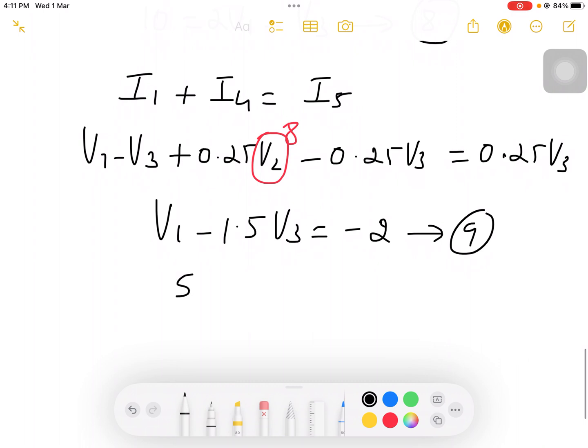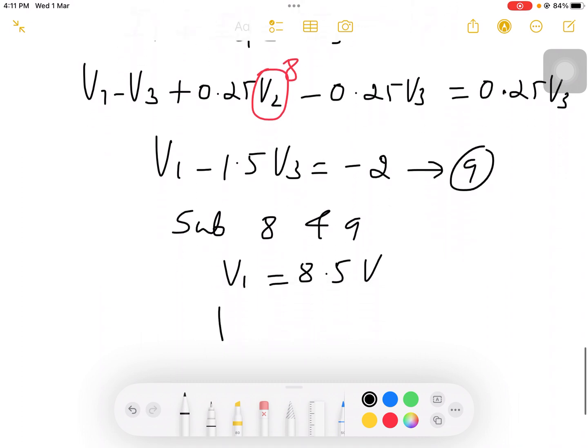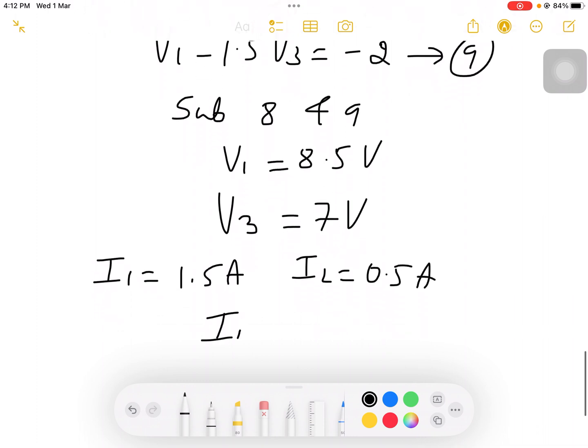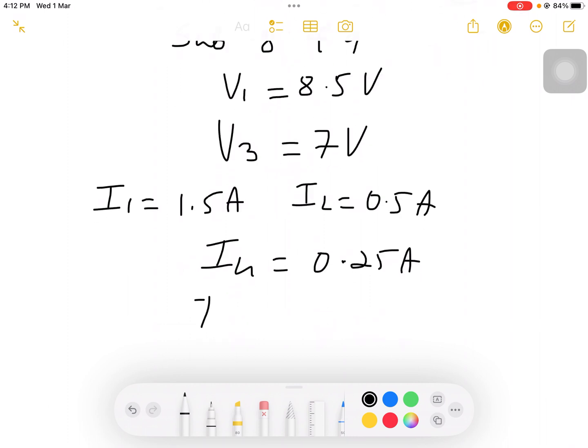So solving equations 8 and 9, we get V1 is equal to 8.5 volts and V3 is equal to 7 volts. After substituting back into the above equations, we get I1 is equal to 1.5 amps, I2 equal to 0.5 amps and I4 equal to 0.25 amps. Since I3 we already got above, and I5 will be equal to 1.75 amps. So these are the currents.